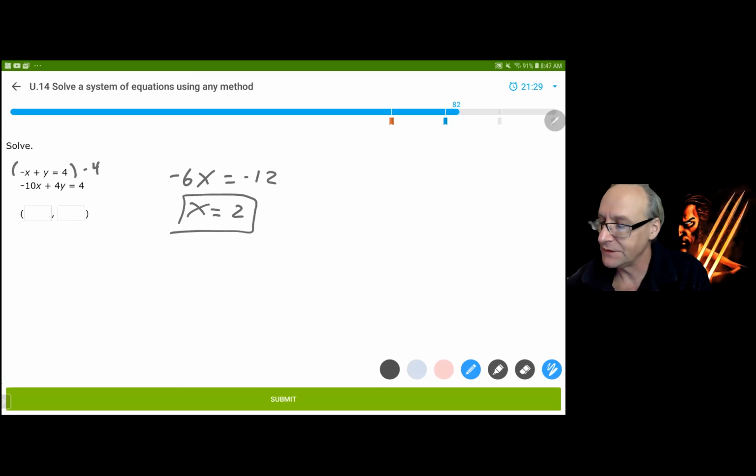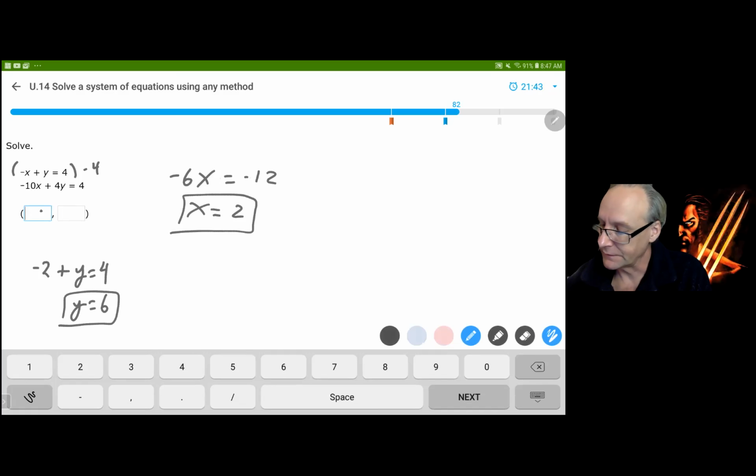And I'm going to substitute my 2 into the top equation. That gives me -2 plus y is equal to 4, and y is equal to 6. I just added 2 to both sides. So I get 2, 6.